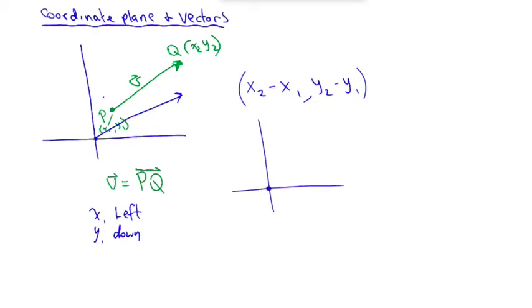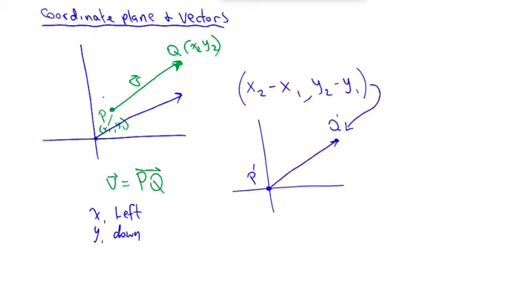So here we're starting at the origin. We're going to call that P prime, because it's not really P, because P is x1, y1. And then someplace over here you're going to have Q prime, and your vector is here. And this coordinate is, of course, x2 minus x1, y2 minus y1.